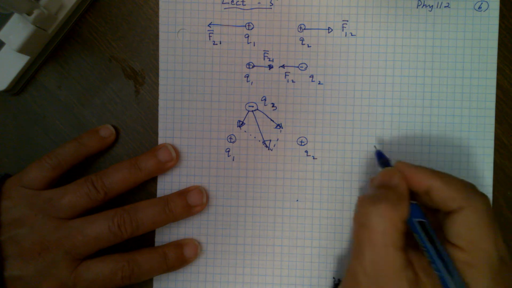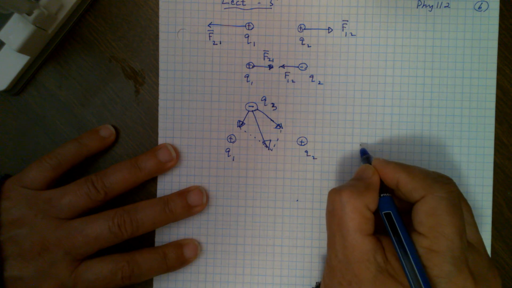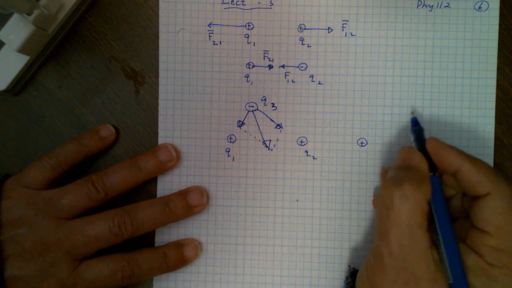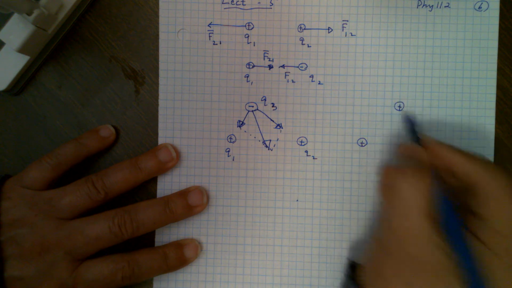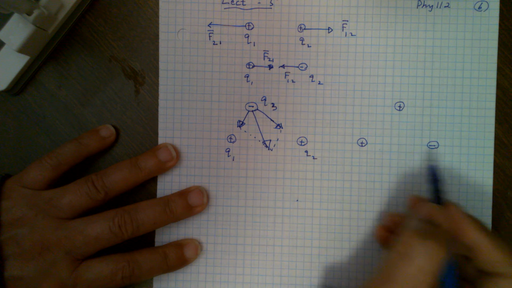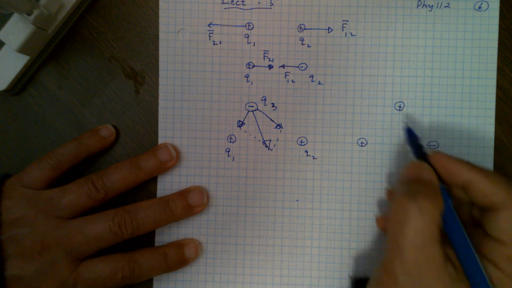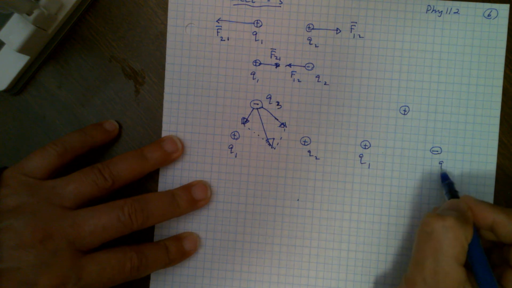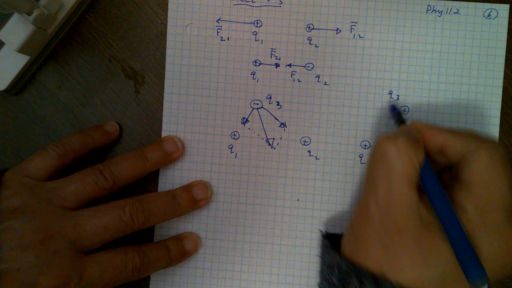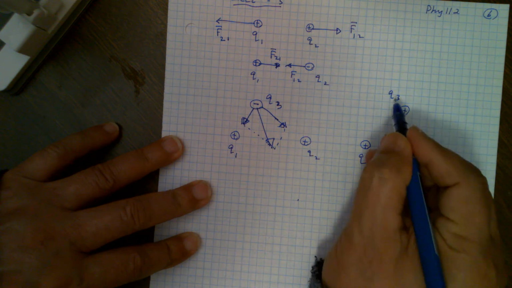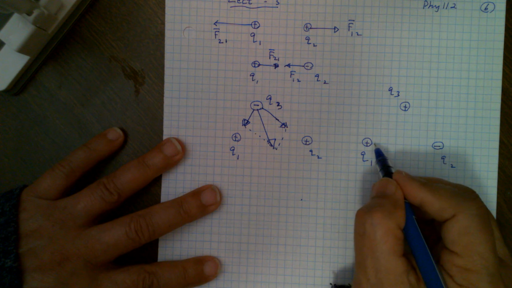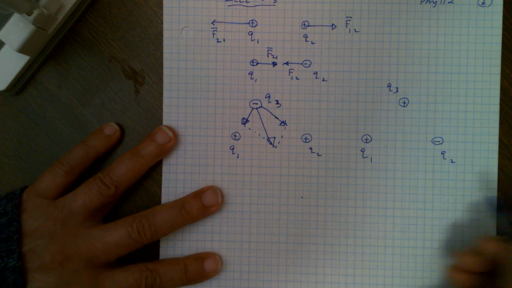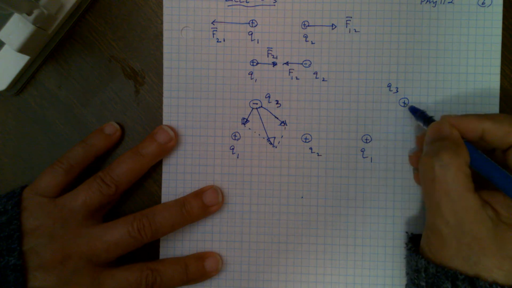Just to make sure, let's do another example. Let's suppose you have a positive charge and a negative charge here. And then you have another positive charge in here. Let's suppose the distances are equal and the charges are equal. Let's call this Q1, this is Q2, and this is Q3, and Q1 is equal to Q2 is equal to Q3. The magnitudes are the same. The distances, let's suppose this distance and this distance are also the same. Then what will happen?